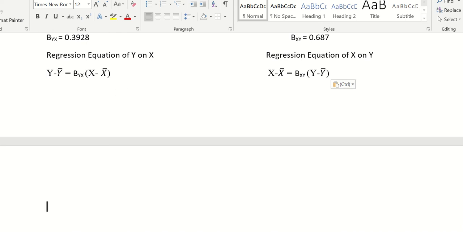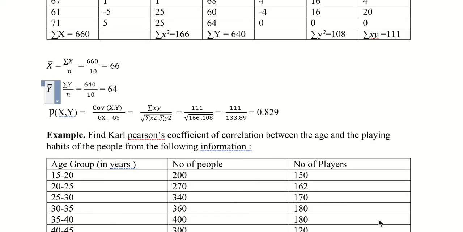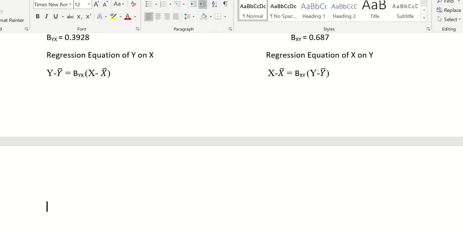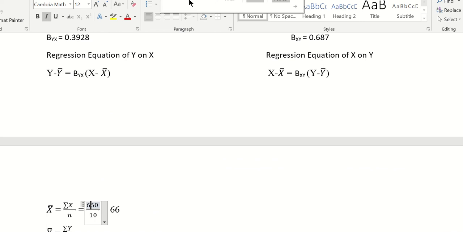Now we first calculate mean. To calculate mean we will apply the formula of mean. Summation of x, that is 28, and n is 7, so the mean is 4. This is how we have calculated.